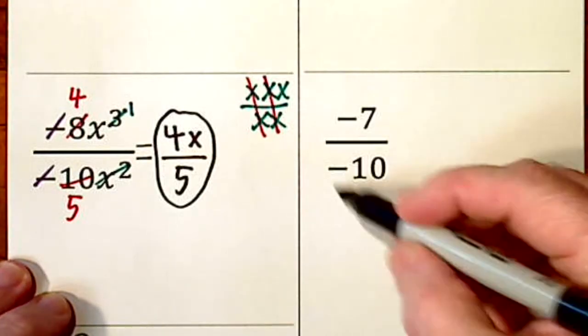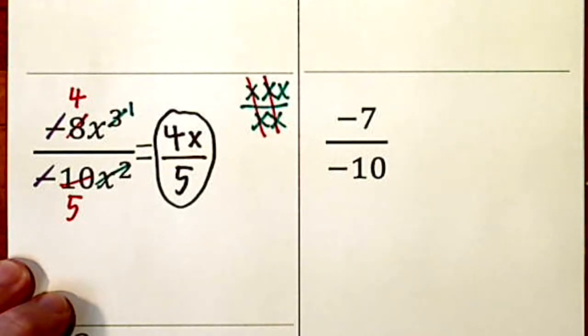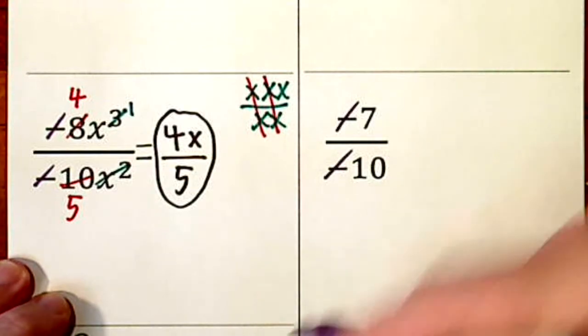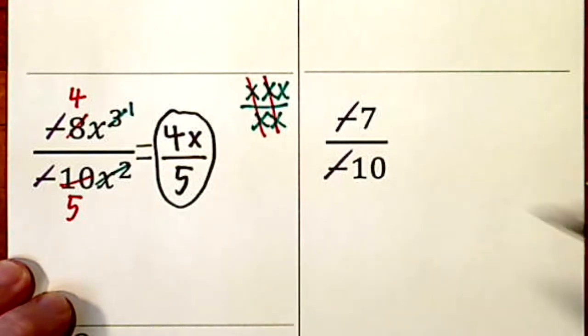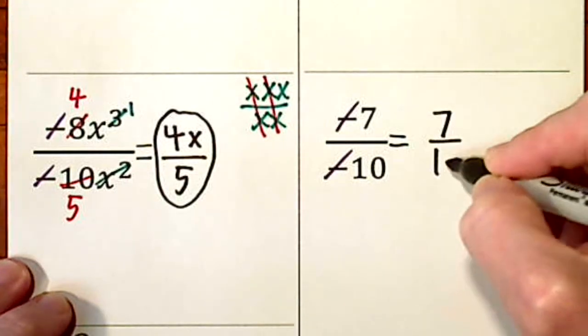Sometimes you'll be given a fraction to simplify and there's really not much to do other than deal with these negatives. Negative divided by a negative is a positive, so I just cross them out. The simplified form is a positive 7/10.